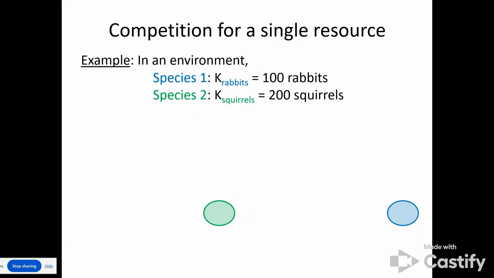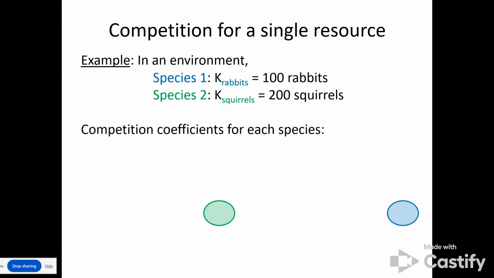So let's imagine that we've got a space, an environment that would support 100 rabbits if there were no squirrels using those resources. Similarly, this space would support 200 squirrels if there were no rabbits there using those resources.